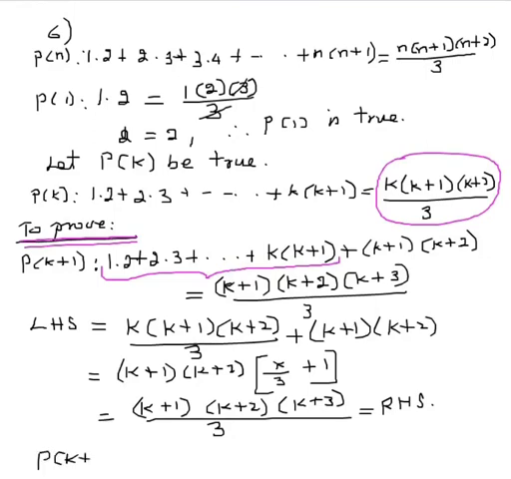Therefore, P of k plus 1 is true whenever P of k is true, therefore P of n is true for all small n belonging to capital N.